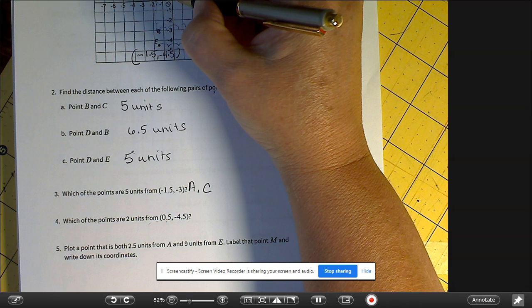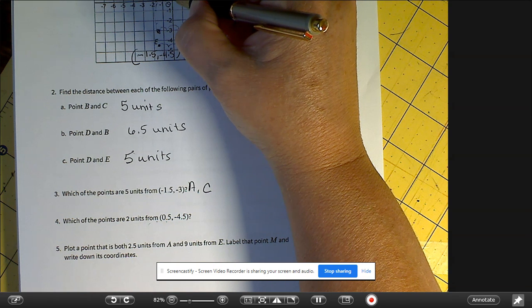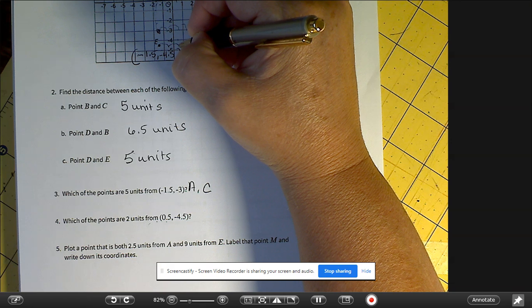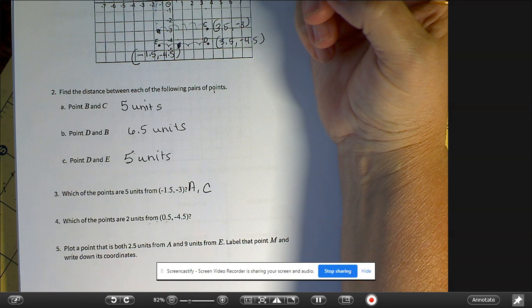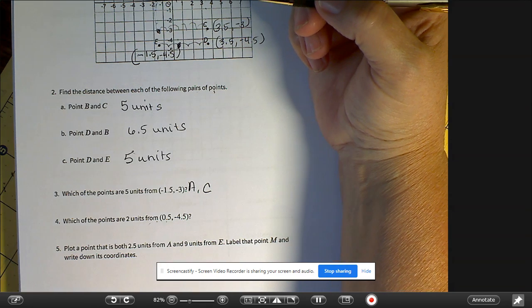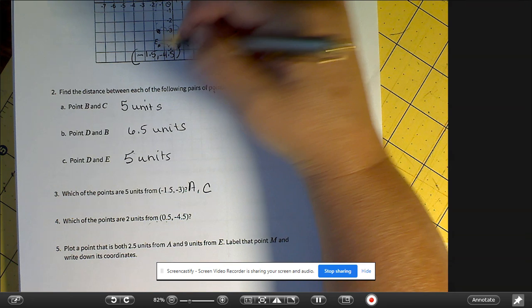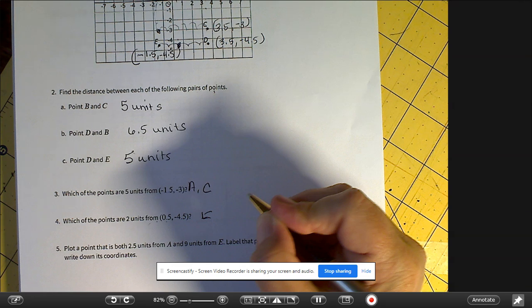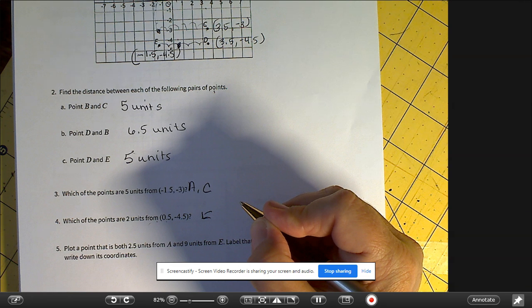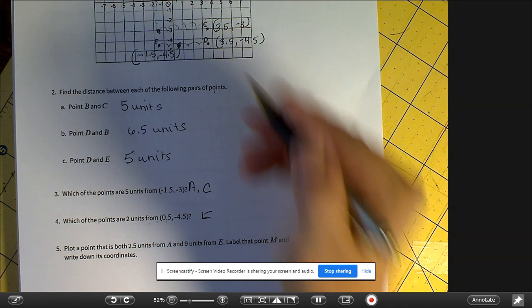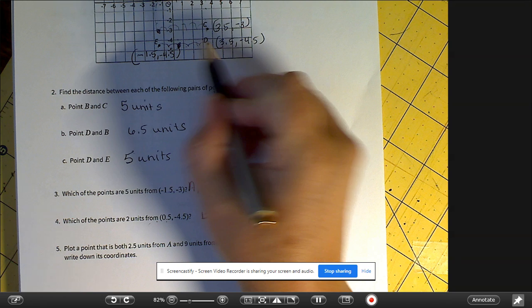Which of the points are 2 units from 0? So 0.5 would be here, and -4.5 would be here. Which ones are 2 units from that? It would be 1, 2, E. And that's more than 2, so just E.